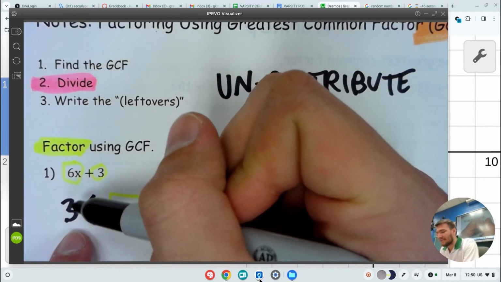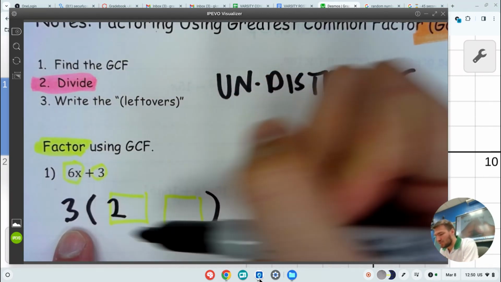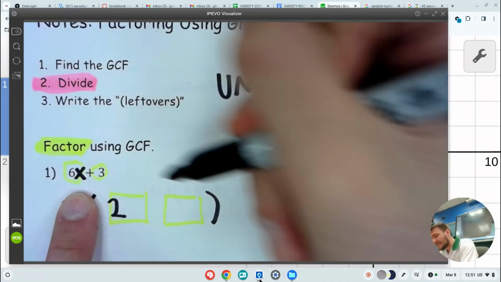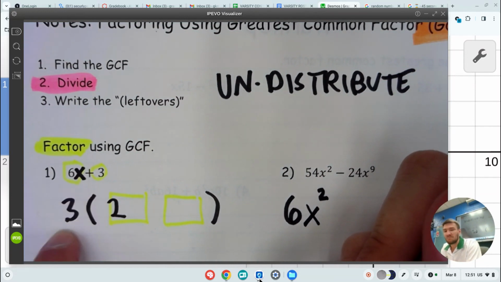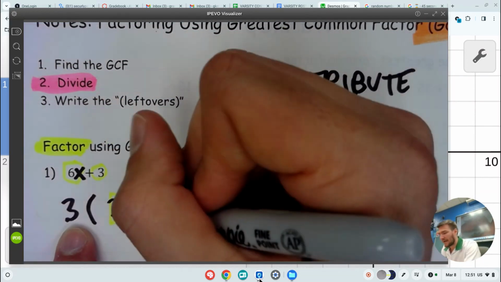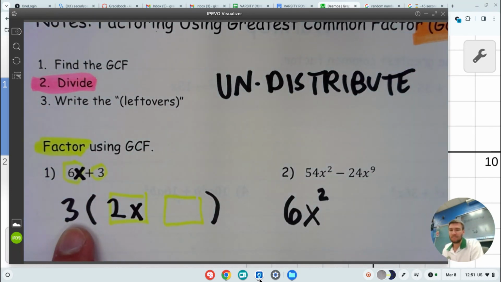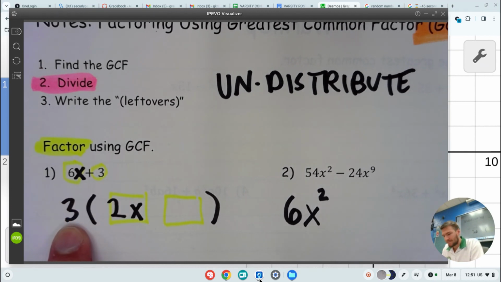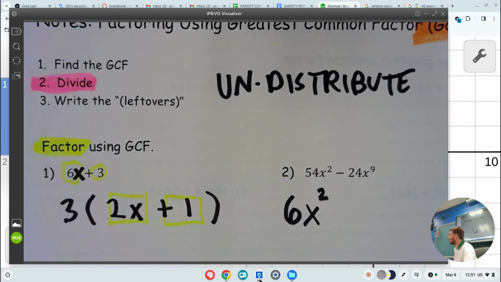What is 6 divided by 3? 2. And that person started off with an x. Are they going to donate their x away? No, they're not going to donate their x away. So they're going to keep their x. And then this last one is 3 divided by 3. 3 divided by 3 is 1. So that is the end of our question.